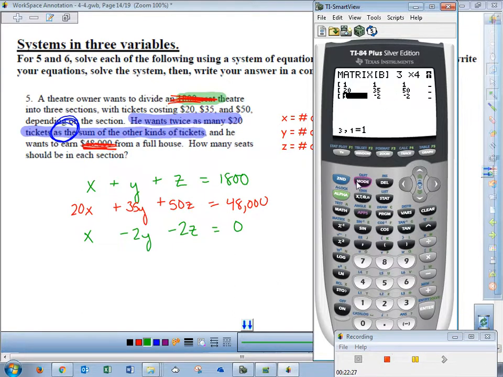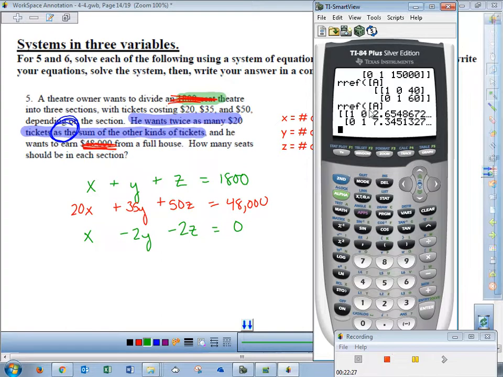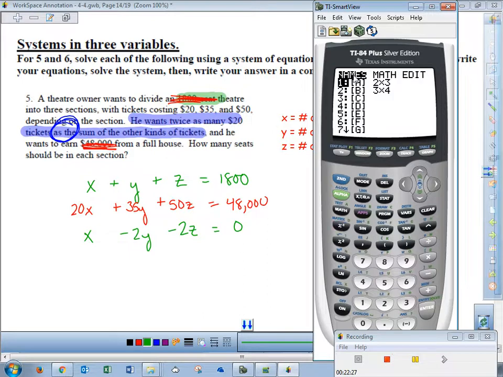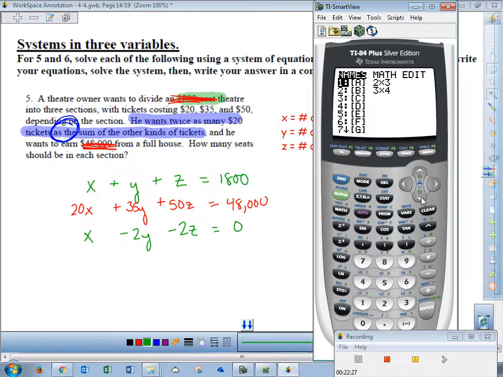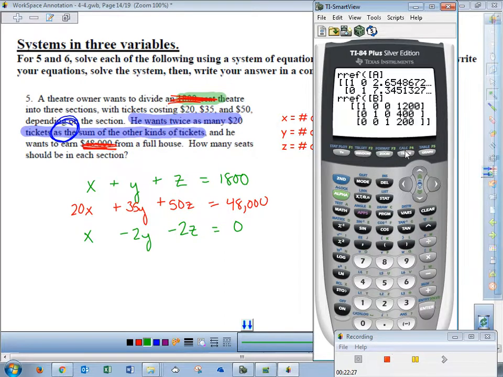Now I need to quit out of it. The previous entry is set on reduced row echelon form for matrix A, and I don't want that. So I'm just going to go through the whole process again. I hit second matrix, go to math, choose reduced row echelon form, which is option B. Now I want to tell it which matrix to do that on. So go back to second matrix, scroll down and select matrix B, and boom, there he is. There is our solutions matrix.